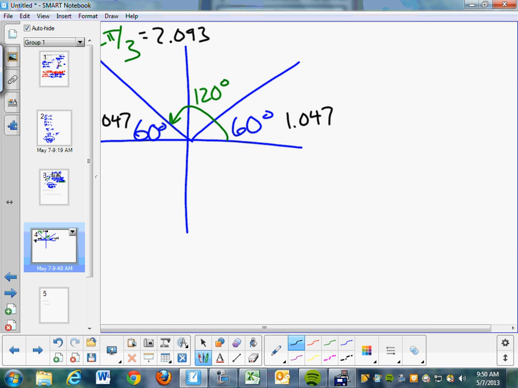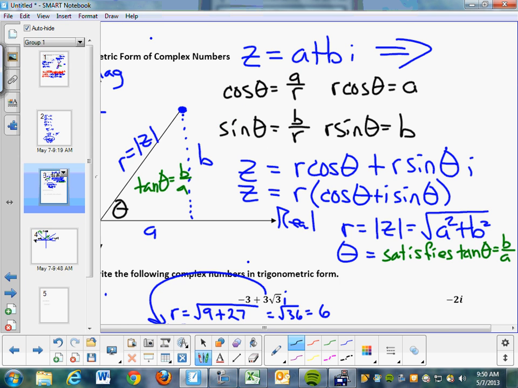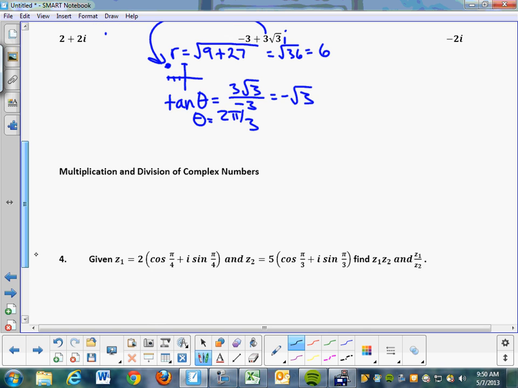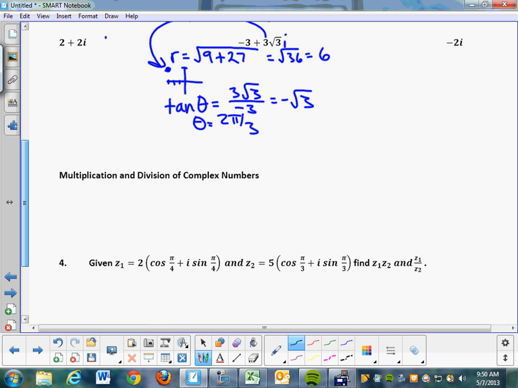Okay, we try the last one, and then you have your assignment. Okay, negative 2i. What's different about this one? There's no a value. So I have 0 minus negative 2i, I guess you could write it, okay? Or 0 plus a negative 2i. Whatever you want to write it is fine.